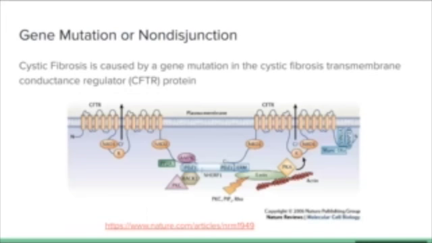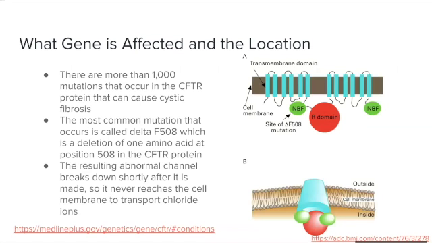flowing mucus. Cystic fibrosis is caused by a gene mutation in the cystic fibrosis transmembrane conductance regulator protein. And here is what the CFTR protein looks like. So, in cystic fibrosis, there are actually more than 1,000 mutations that can occur in the CFTR protein that can cause cystic fibrosis. But I'm going to talk about the most common mutation, which is called the delta F508, which is a deletion of one amino acid at position 508 in the CFTR protein.